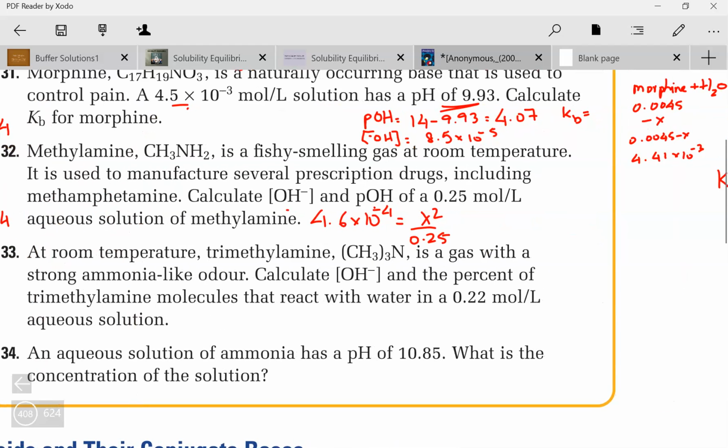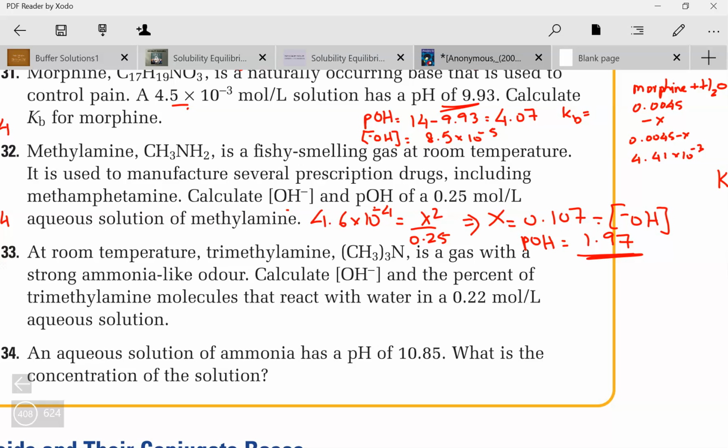4.6 times 10 to the power of negative 4 equals x squared divided by 0.25. This is very similar to the first two questions that we did. I could draw a nice table, and you can draw one if you want to, but you will end up with this expression in the end. So I'm going to multiply the Kb by 0.25, take the square root of that, x equals 0.107, so this is equal to OH minus concentration, and so I take negative log of that to get my POH as 1.97. Okay.